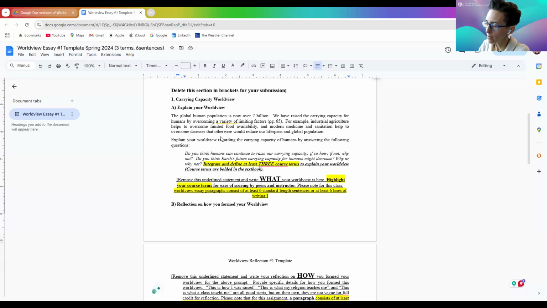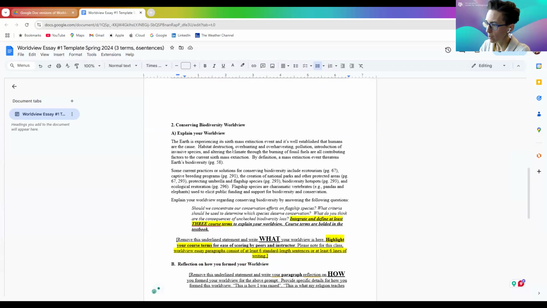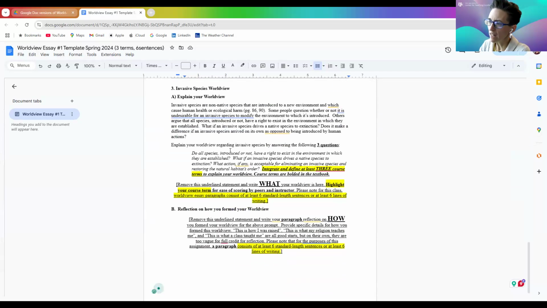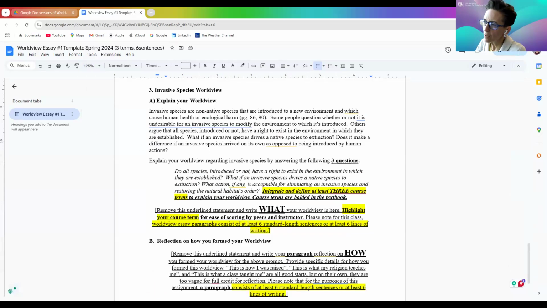All right, so here's an example. I always do the first one. Let's do this one. Invasive species. So I'll make this a little bit bigger. Okay, invasive species. I give you some background on this topic so that you don't have to do that. And then I tell you, explain your worldview regarding invasive species for the following 3 questions.